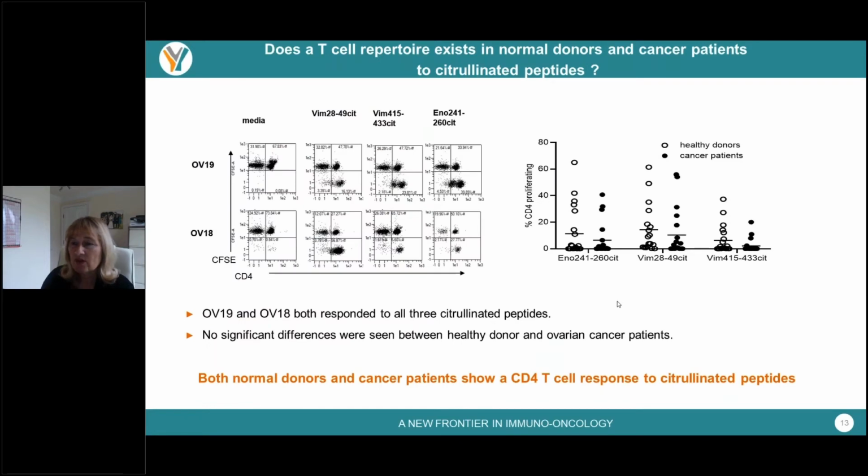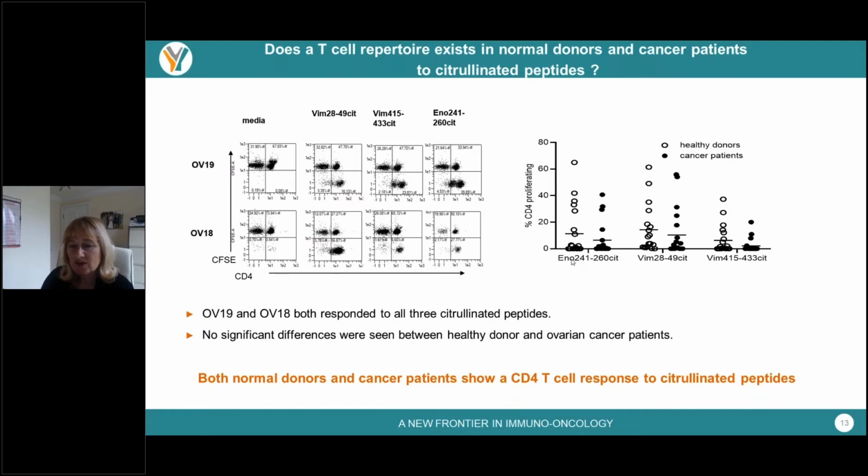We also went on to see, is there a repertoire in humans that can recognize these citrullinated peptides? So this is just naive human donors or blood from cancer patients where we incubate them with the antibody. The cells are CFSE labeled, so clearly if they proliferate, they lose CFSE, and you see this population down here. And it's just showing you some data from 2 ovarian patients that you can see respond to all 3 of the epitopes, giving nice CD4 proliferative responses.